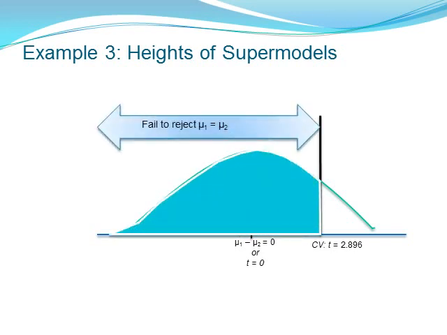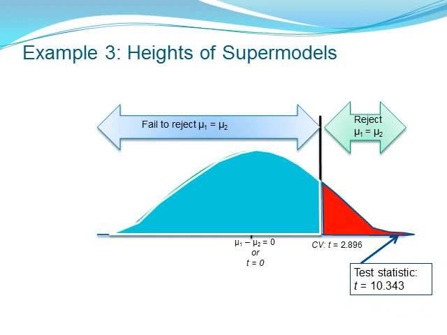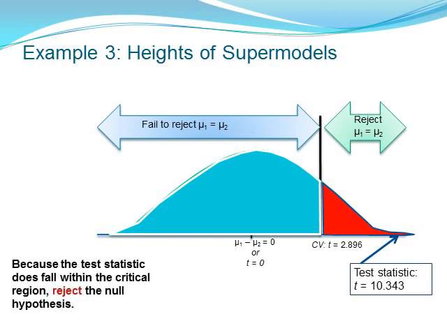If our test statistic is not contained in the area beyond the critical value, so if it falls in the region to the left of our critical value, then we would fail to reject the null. However, if our test statistic falls within the critical region, which is beyond the critical value, then we would reject the null. So now we graph our test statistic. It's positive 10.343. This is located in that red critical value region. So then our conclusion would be, since it does fall within that region, we want to reject the null hypothesis.